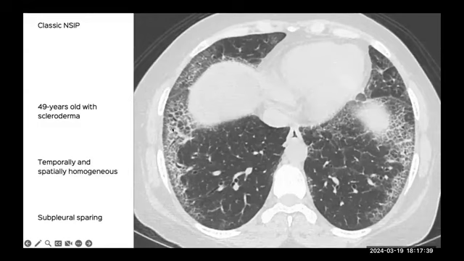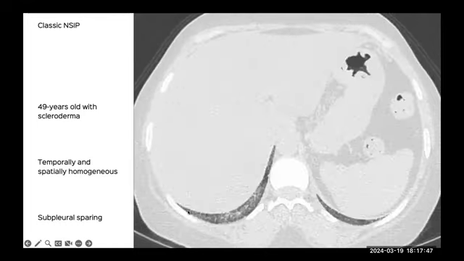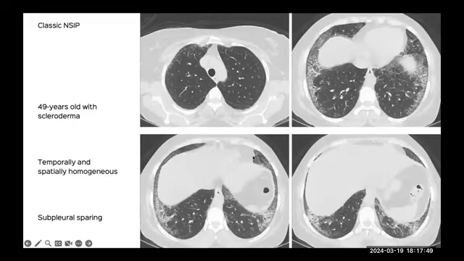As we go further down, we see some traction bronchiectasis, we see some subpleural sparing in the lung bases, but we do not see honeycombing. So this is classic non-specific interstitial pneumonia, where we have temporal and spatial homogeneity and we have subpleural sparing.